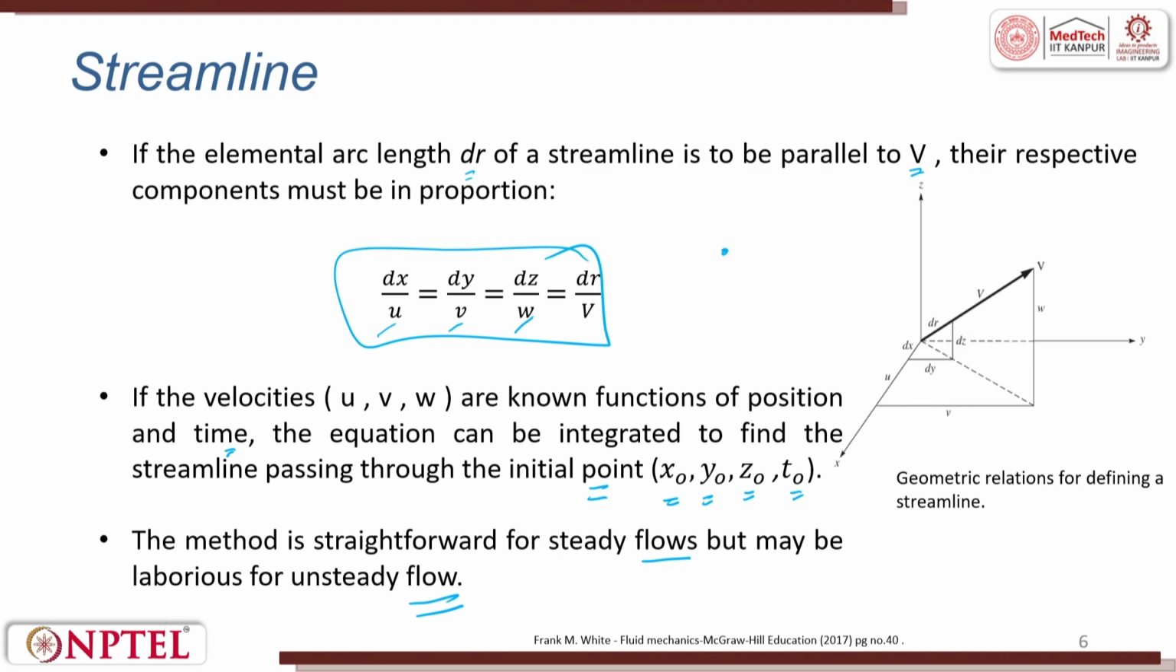Unsteady means if there are a lot of undulations or turbulence, then getting this streamline diagram is very difficult. So, this method is straightforward for steady flows, but may be laborious for unsteady flow.